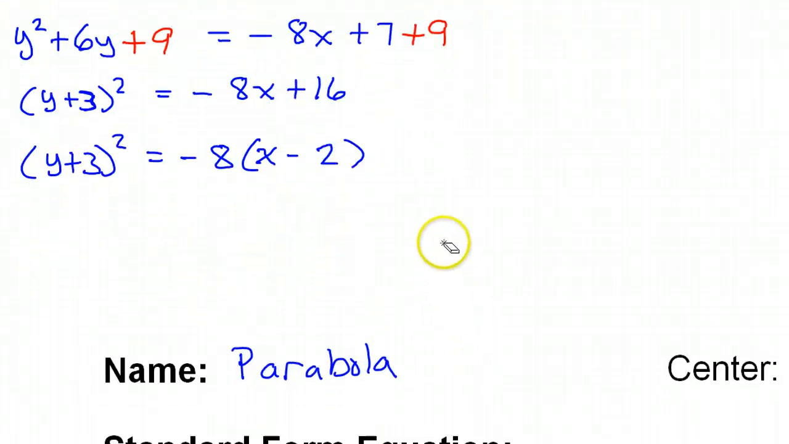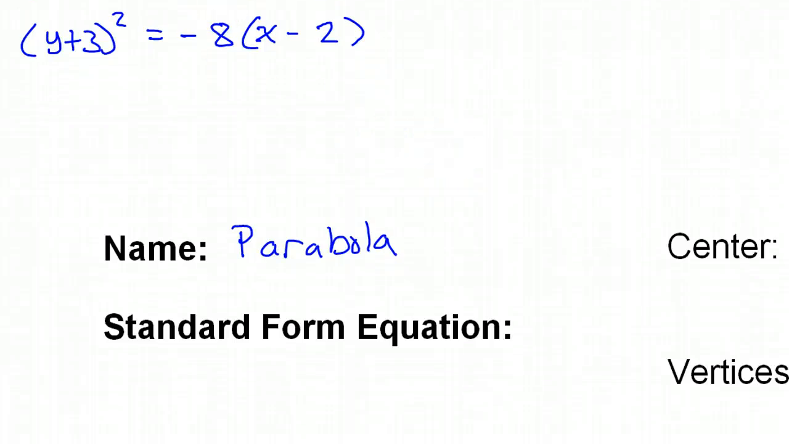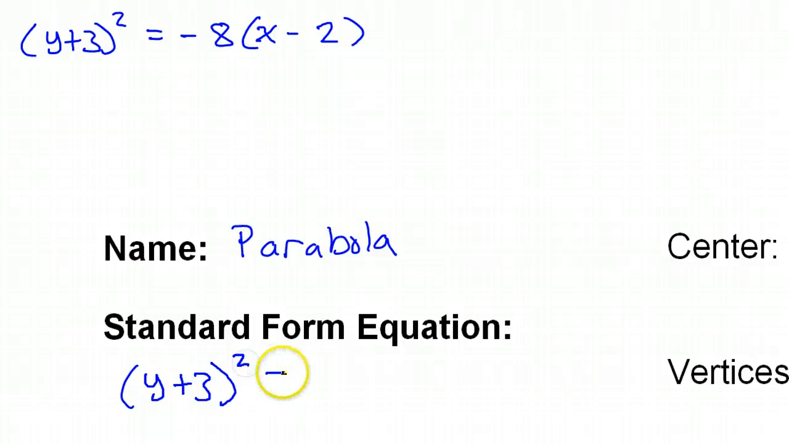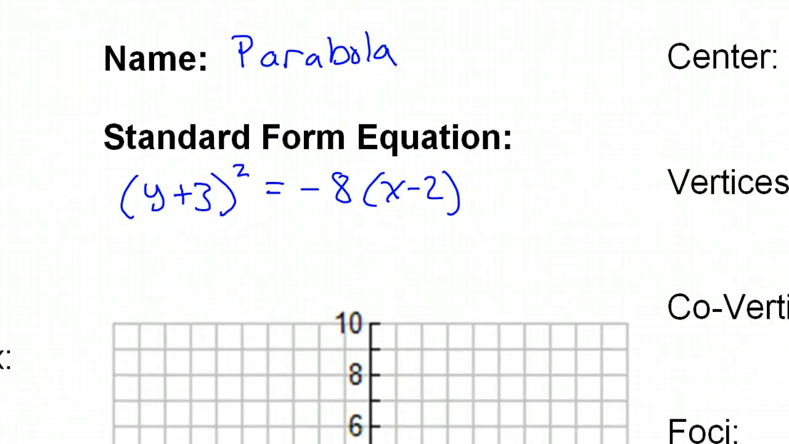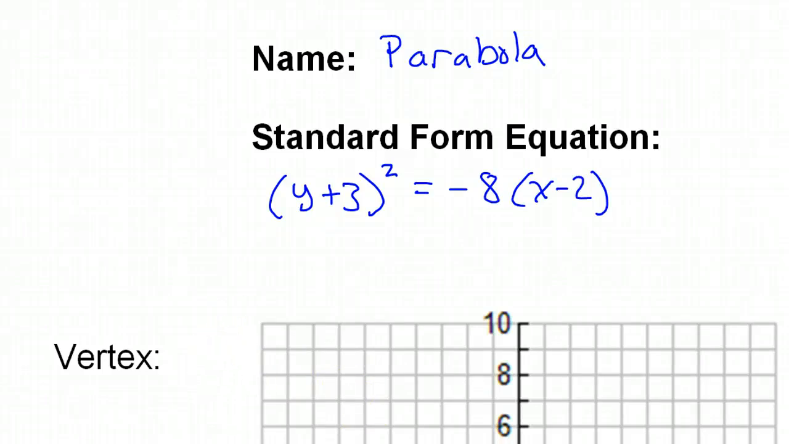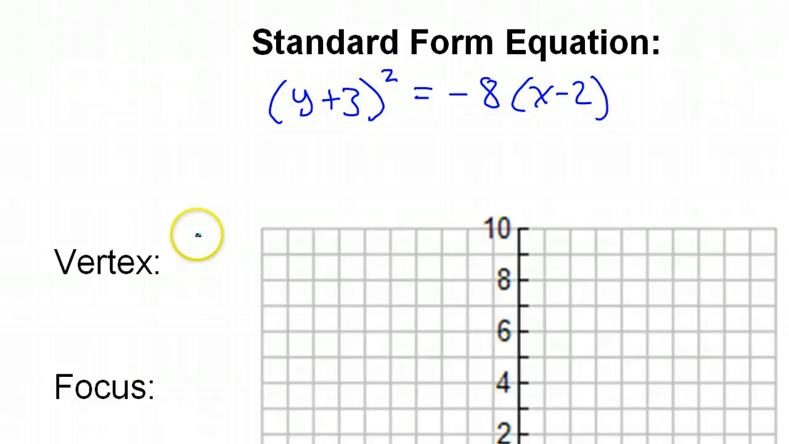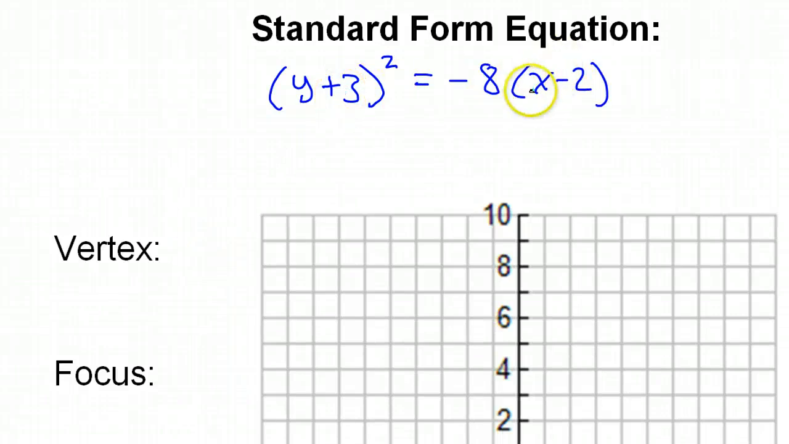Okay, well, you know what? This is standard form, so I'm just going to recopy it down here where it goes. So standard form, we have y plus 3 squared is equal to negative 8 times x minus 2, not squared. Alright, what do we need next? Okay, we need the vertex. The vertex is going to be the opposite of these. Don't forget the x comes first, so the vertex is going to be positive 2 comma negative 3 in that order. So 2 comma negative 3.